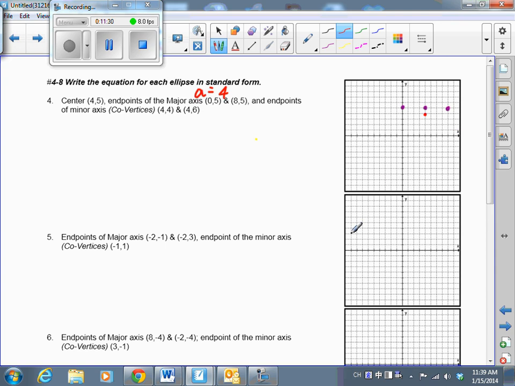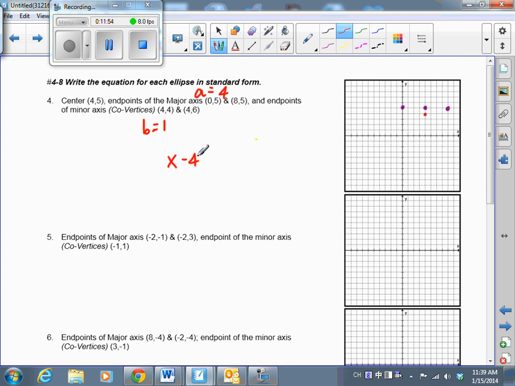When you see covertex, what comes in mind? A, B, or C? B. And who can tell me the value of B? 1. Very good. B is equal to 1. Since I have A and B and I have the center, who wants to go ahead and tell me the equation, the full equation?